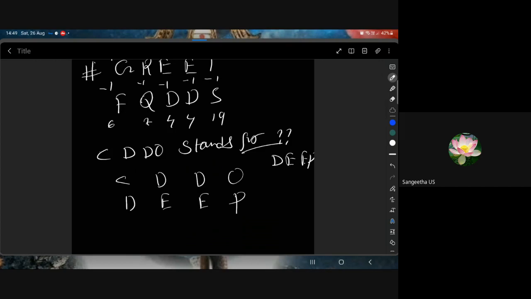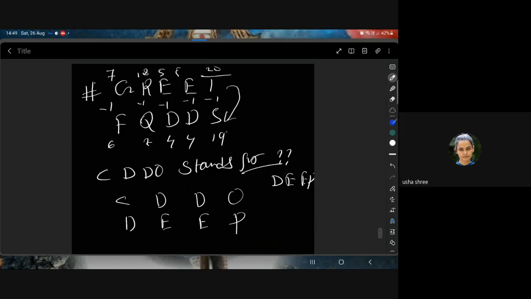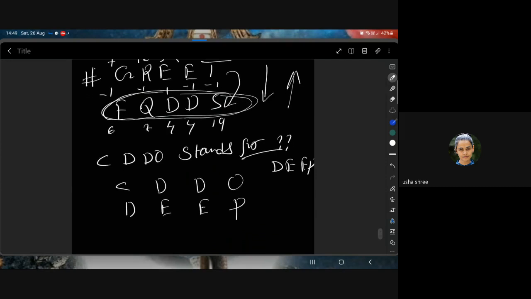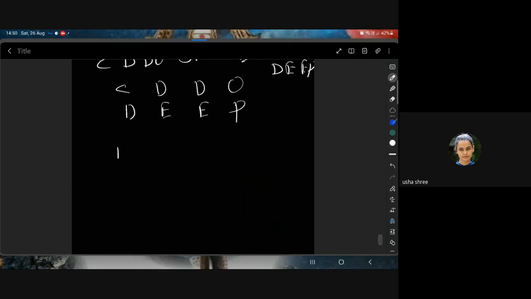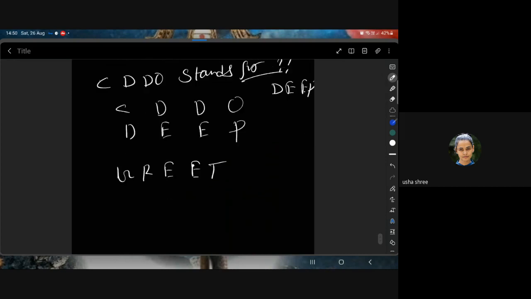Okay, any doubt? Why is it plus one? They have actually asked for grid in this one. In the question they are asking, because FQDDS is standing for grid, they have asked to find which letter or which code FQDDS is standing for. They have asked the opposite. They have given you the question like this, but they have asked you to find like this. If I write the same question, grid stands for FQDDS.